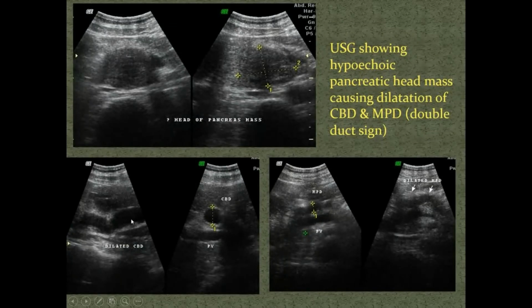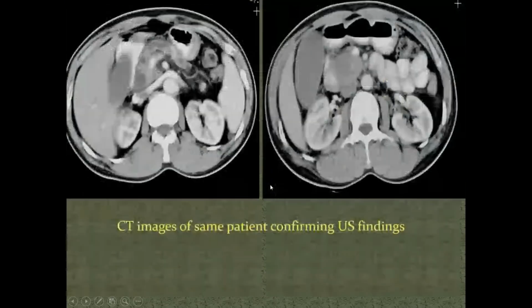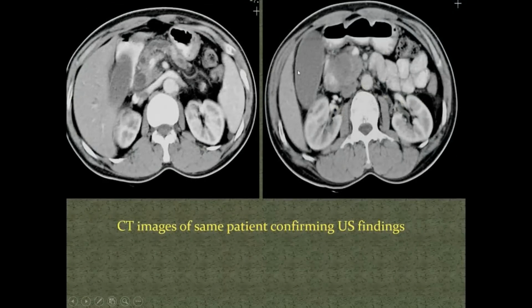Another case where there is a dilated CBD, dilated MPD, double duct sign, and a big hypoechoic mass in the head of the pancreas. And CT confirming the same findings, double duct sign and an enhancing hypodense mass in the head of pancreas.